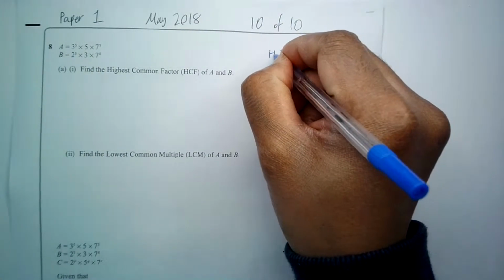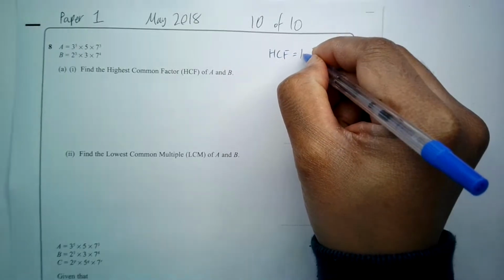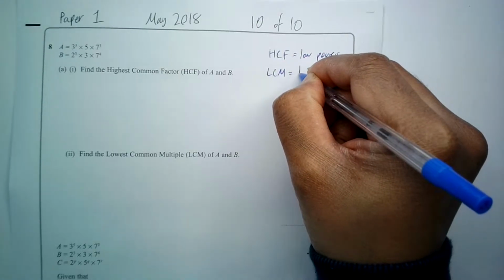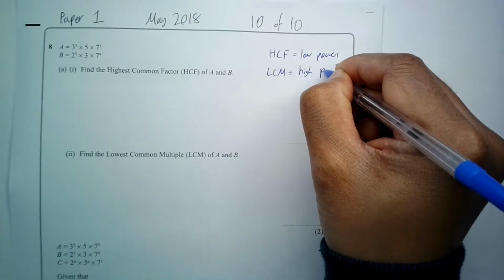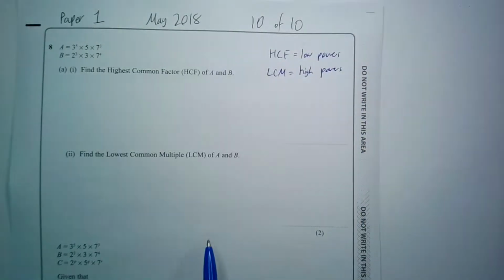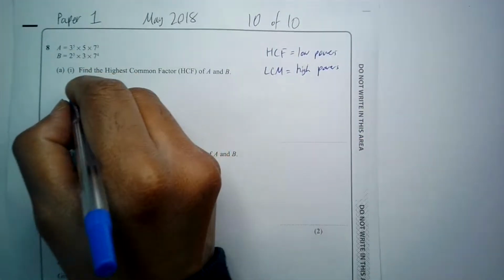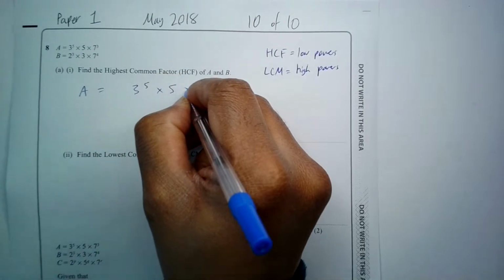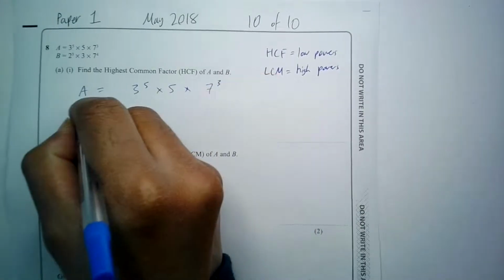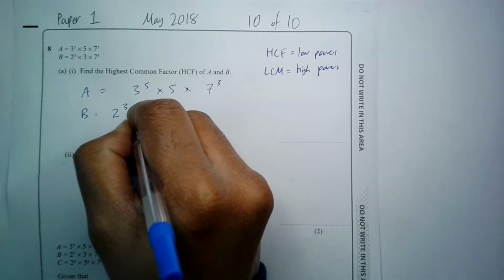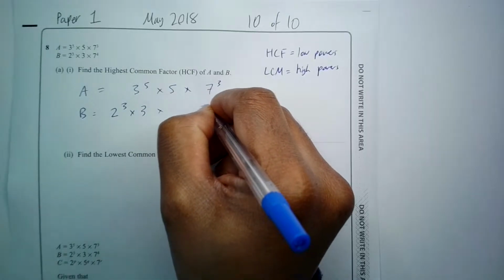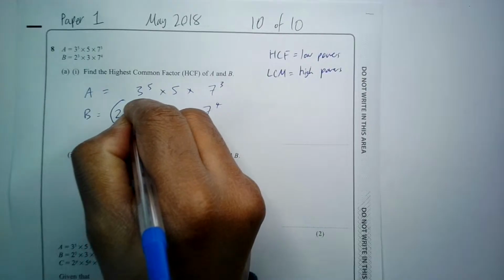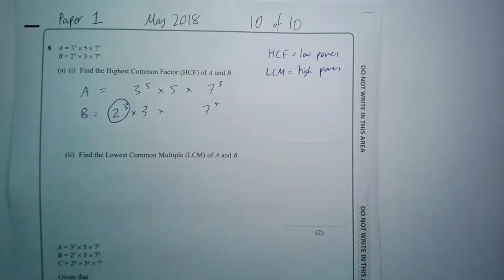So remember again, for the highest common factor, we're looking for the low powers. And for LCM, we are looking for high powers or larger powers. Okay, so when I have my numbers, let me just write them out again. A is 3 to the power 5 times 5 times 7 cubed. B is 2 to the power 3 times 7 to the power 4. I've just put them in alignment. So you've got 2 to the power 3. That's not common to both.